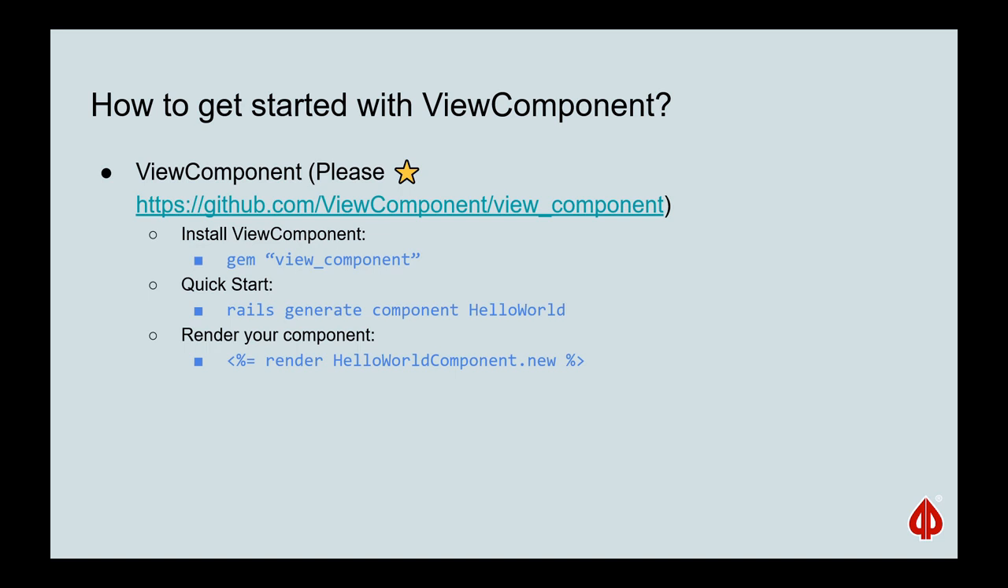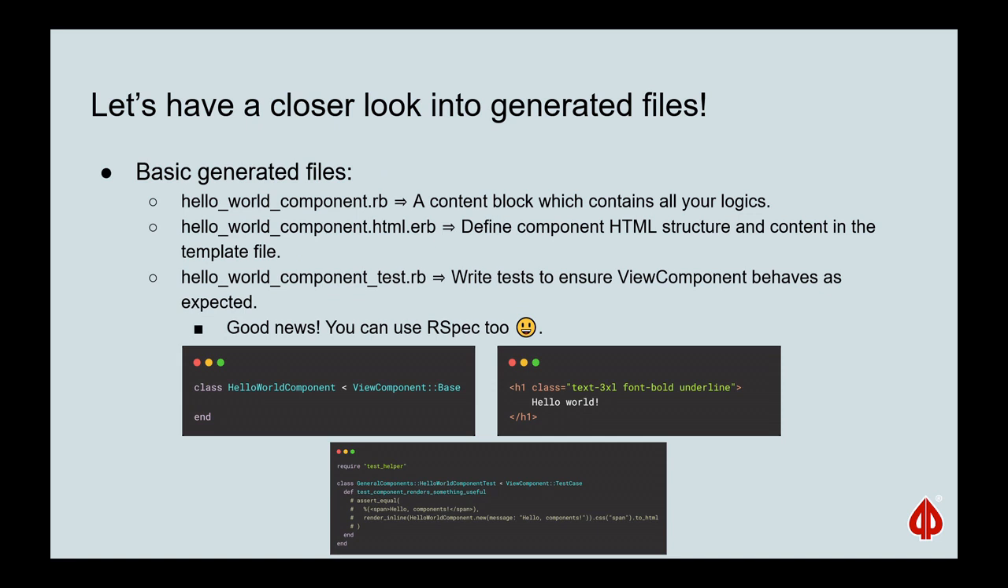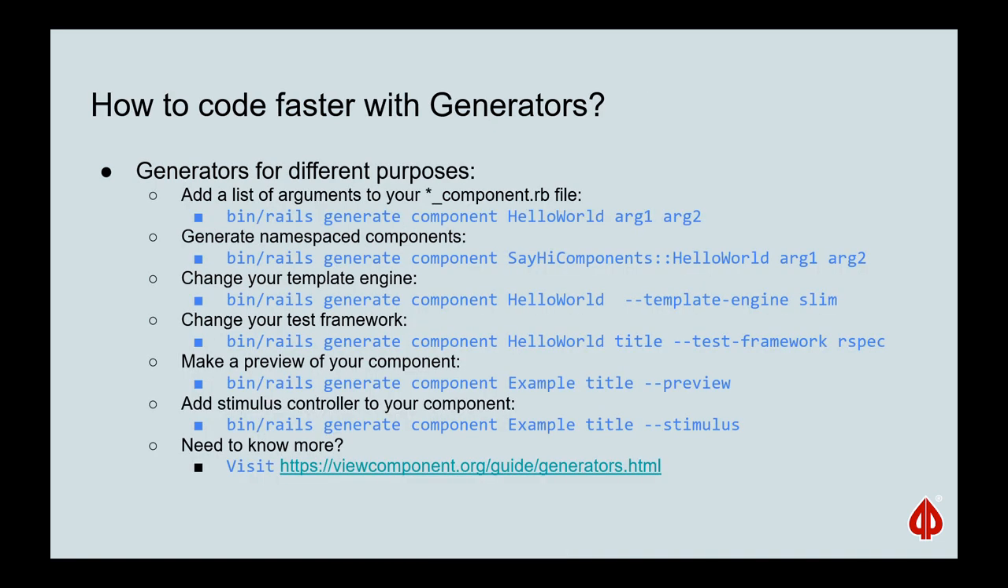Whenever you run the generator, you will have three files. The first file would be hello world component.rb, which contains all your logic, which is handed to the HTML file, hello world component.html.erb, which contains your template and your view stuff. And finally, your hello world component test, which contains all your tests. In the next step, I'm going to talk about some generator options that can be very helpful.